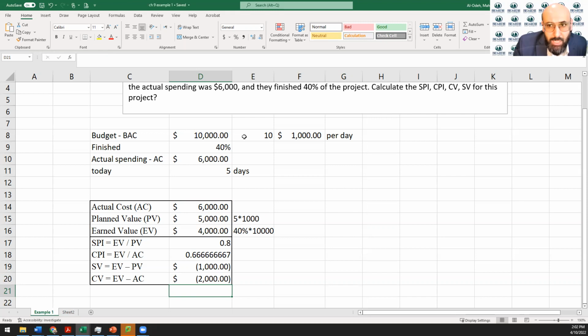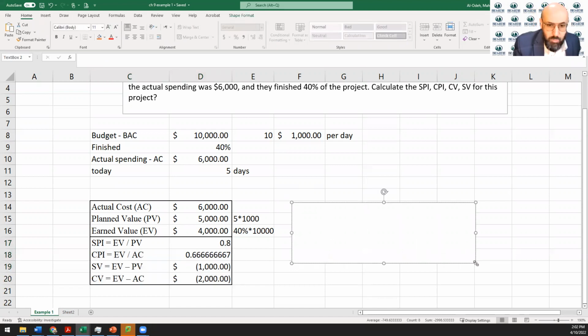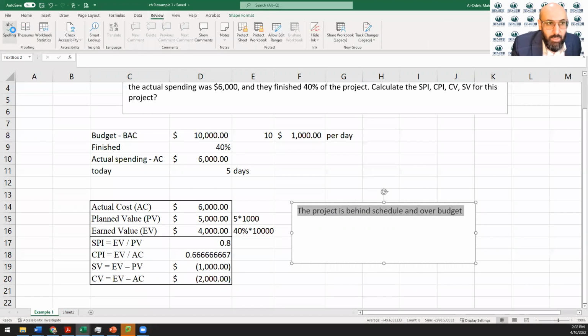There's another important aspect of doing the calculation, which is to have a conclusion. Now, what is the conclusion that we can draw based on these numbers? The conclusion, and just write one short sentence here explaining what these numbers are. The project is behind schedule, and over budget. Okay, so now we know that the project is behind the schedule and over budget.